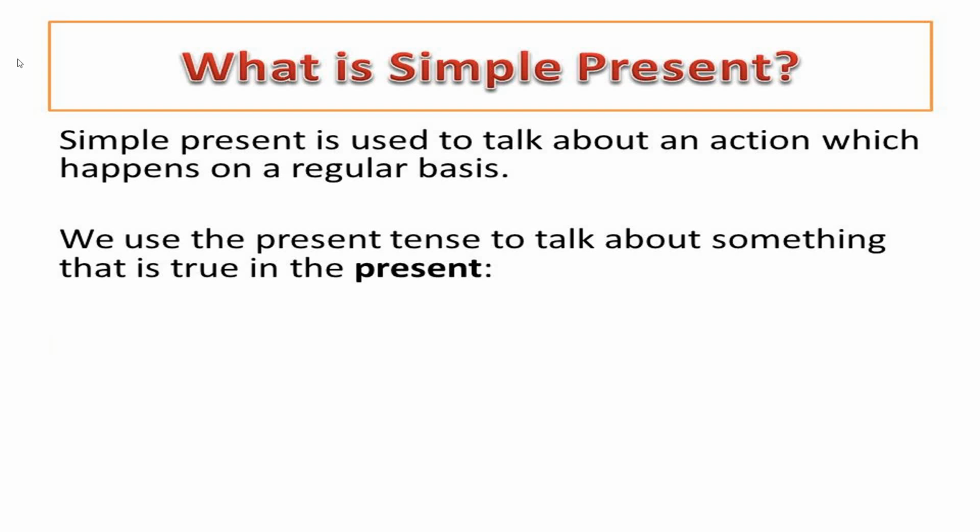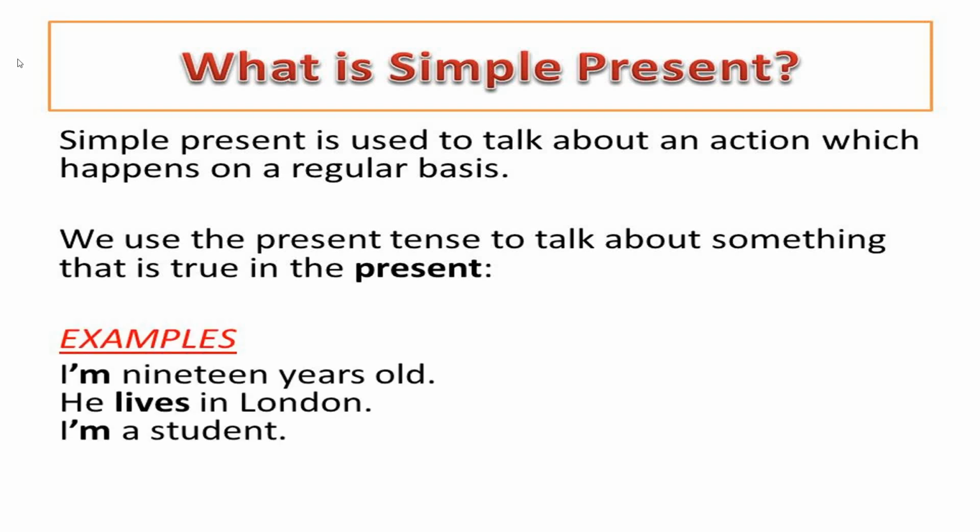That first line is, which happens on a regular basis. Okay, let's see examples. Like, I'm 19 years old. He lives in London. I'm a student. Children, here I want to tell you, "I'm" is a contraction used here. We can also write "I am", but here contraction is used. So these are the examples of simple present tense.